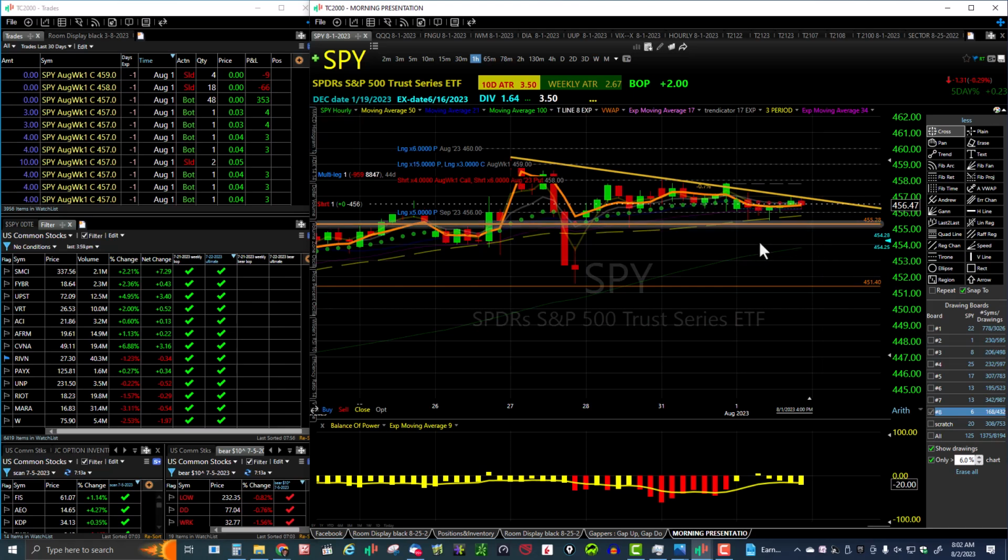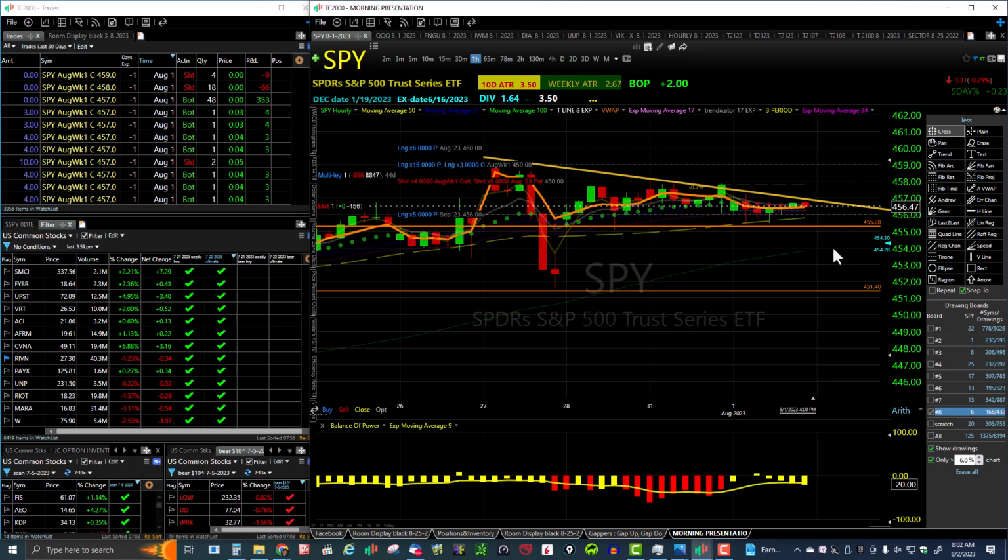So SPY is still bullish on the daily chart. We are starting a possible hourly downtrend here. So my morning SPY pivot is 456.40.